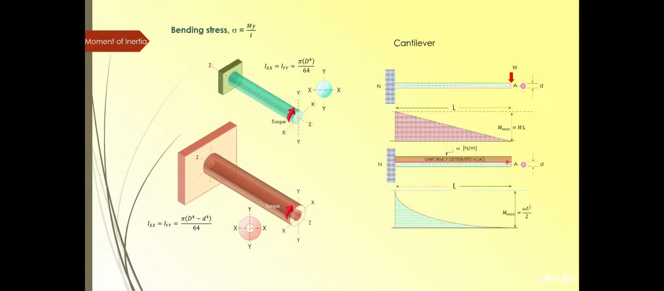So if it is for the uniformly distributed load, UDL, then the maximum bending moment would be taken as omega L squared over 2, where omega here is referring to the UDL load, which is Newton per meter length. So for 1 meter length, you will have the UDL multiplied by 1 meter length, so that you will be able to convert it back to Newton. Okay, so this is your maximum bending moment for cantilever with UDL load, omega L squared over 2.